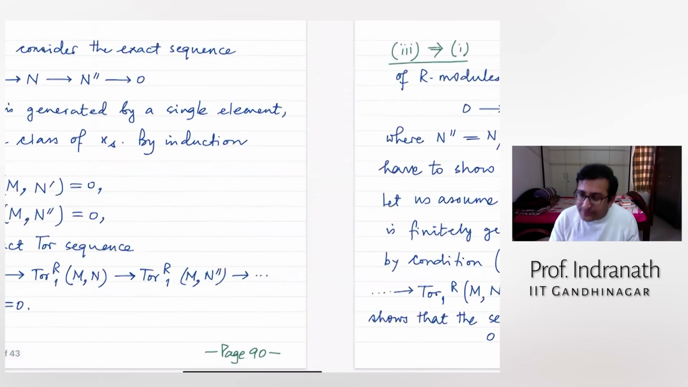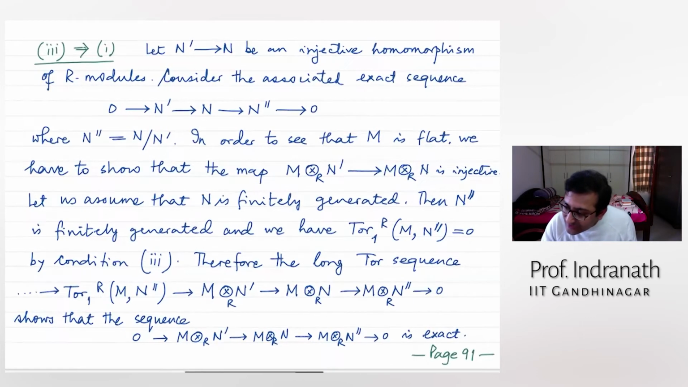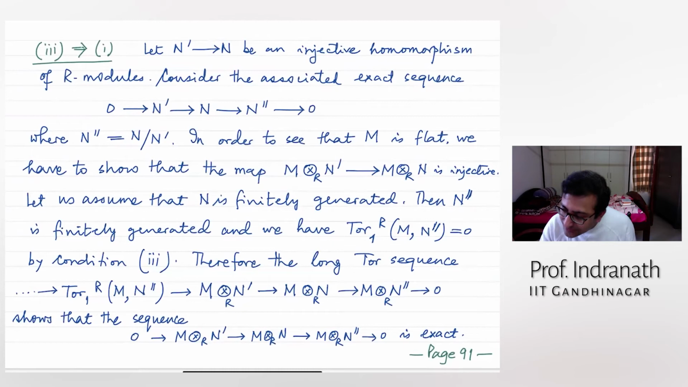So this is 3 implies 1. Remember, we have the vanishing of Tor 1 only for finitely generated modules, that is finite type modules, and we are going to assume this to prove that M is flat. So we start with an injective homomorphism of R modules and consider the associated exact sequence, which is just the kernel-cokernel thing. In order to see that M is flat, we have to show that this map is injective.